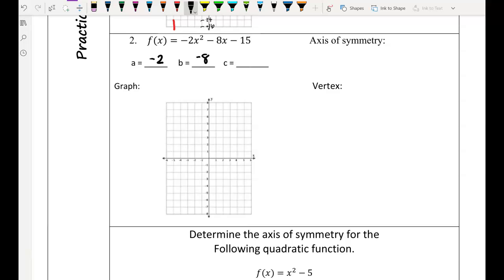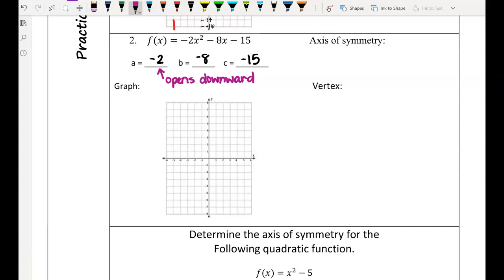Negative 8. And the value of c? Negative 15. If a is negative 2, does this parabola open upward or downward? It's going to open down. It's negative, which means it's going to open downward. If it's positive, it opens upward. Negative, it opens downward. So we already know what direction our parabola opens based on the value of negative 2.